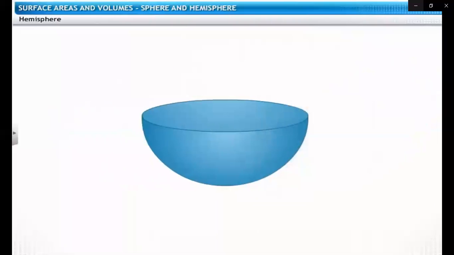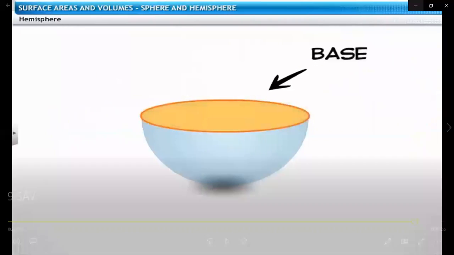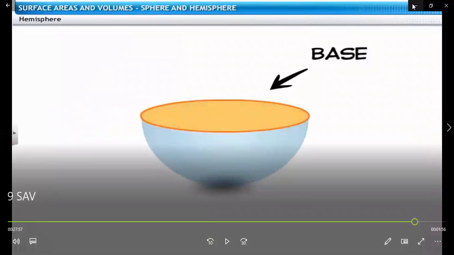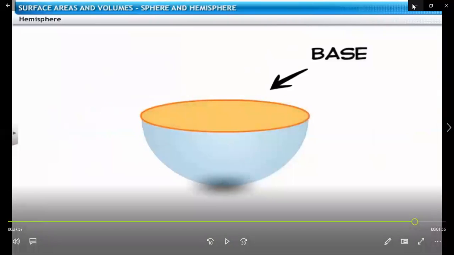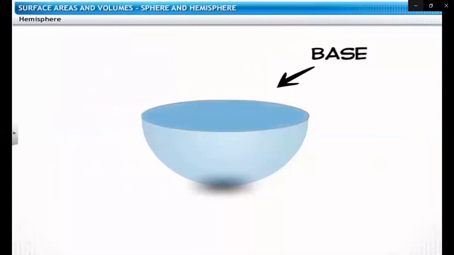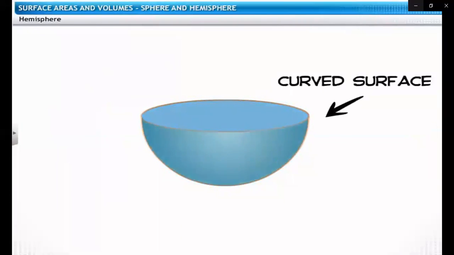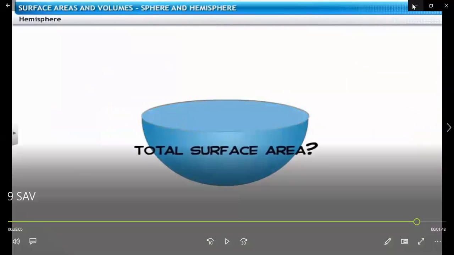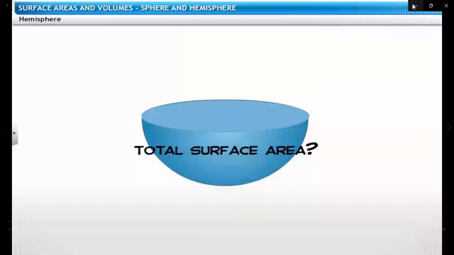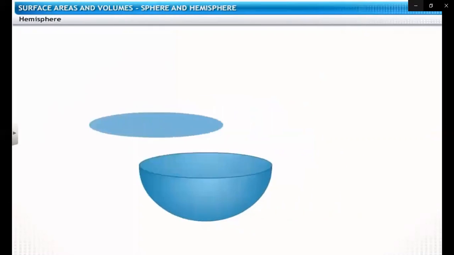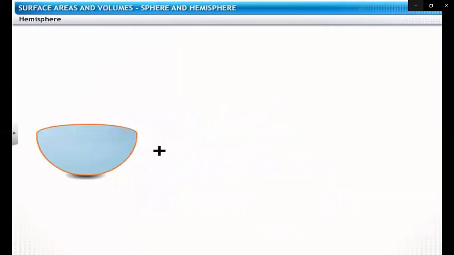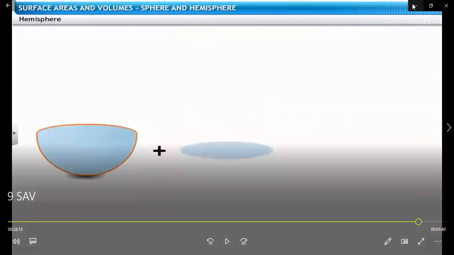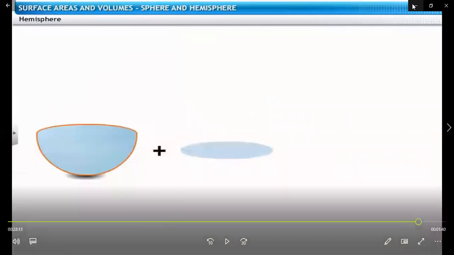Now a hemisphere, as you can see, has two surfaces. One is a curved surface, and one is a flat surface, which is called the base of the hemisphere. Now we'll see how we can find the total surface area in case of a hemisphere. The total surface area of a hemisphere is given by the sum of the area of the curved surface plus the area of the flat surface.